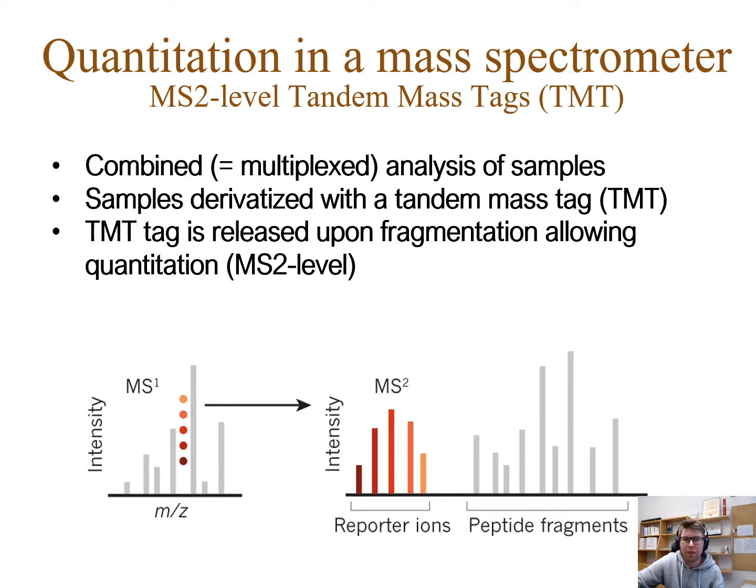So the second quantitative approach I will talk about is denoted TMT or tandem mass tag. And this is an approach that enables a combined analysis of multiple samples in one mass spectrometry run. And this is made possible through derivatization of peptides from different experimental conditions with tandem mass tags. These tandem mass tags are then released upon fragmentation, allowing quantitation of the different experimental conditions through specific reporter ions.